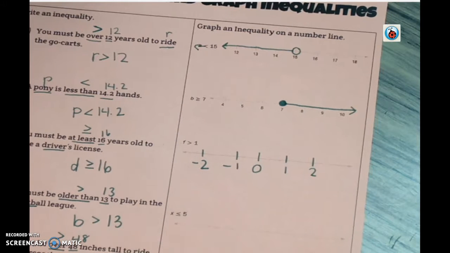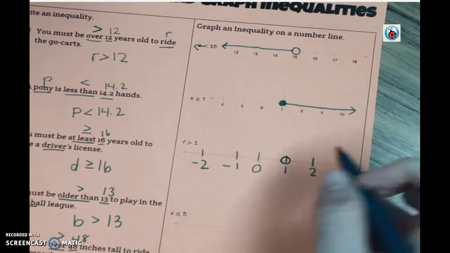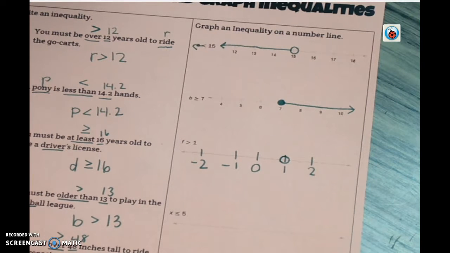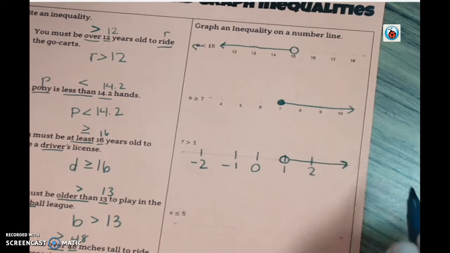I'm looking at F is greater than 1. So I'm going to put a circle around my 1, but I'm not going to fill it in because it doesn't have the equal. But it's greater than 1, so we're going to put our arrow this way.